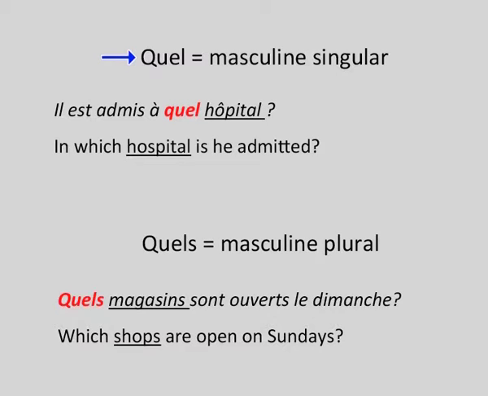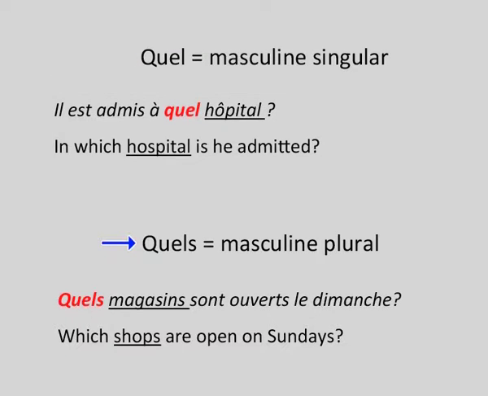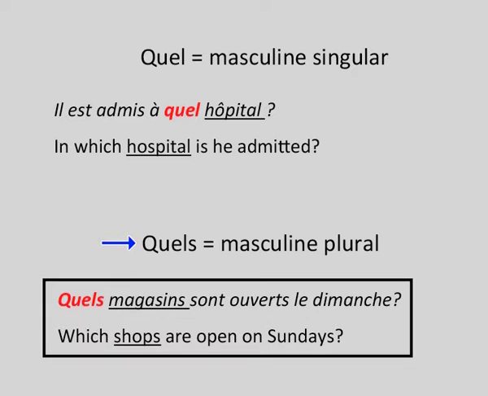Quel is the masculine singular interrogative adjective. Il est admis à quel hôpital? In which hospital is he admitted? Quels is the masculine plural interrogative adjective. Quels magasins sont ouverts le dimanche? Which shops are open on Sundays?